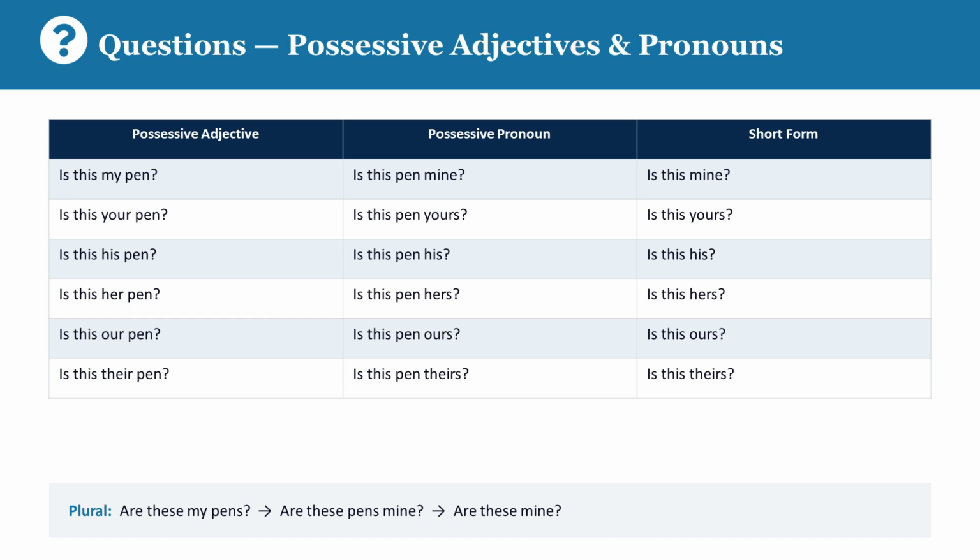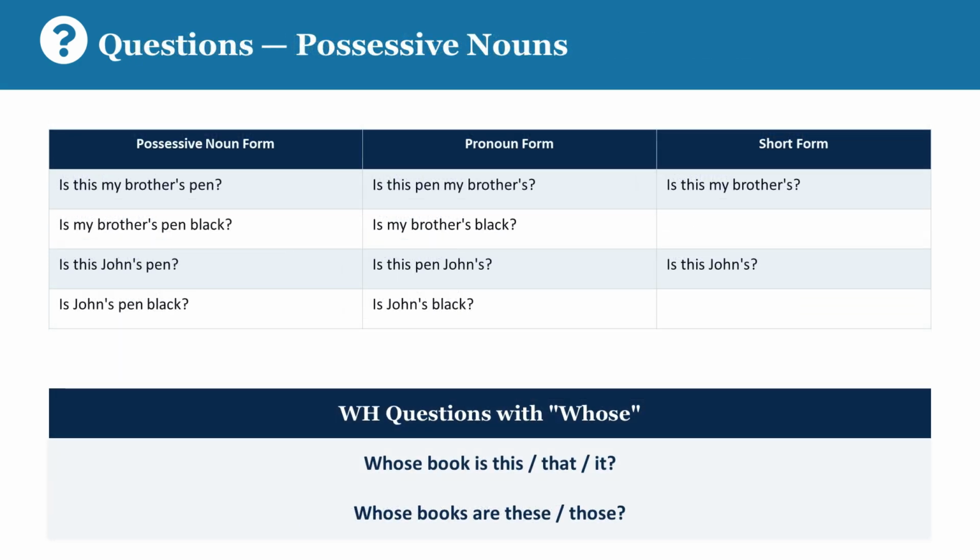Which becomes, is yours black? Let us now see how to ask questions using possessive nouns. Is this my brother's pen? Is this pen my brother's? Is this my brother's? We can also ask, is my brother's pen black? Which becomes, is my brother's black?